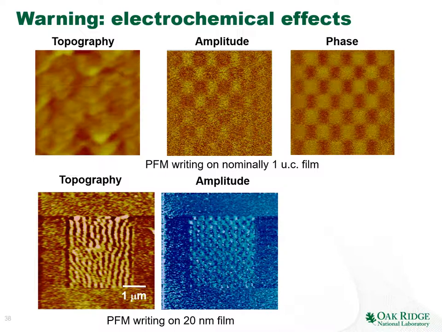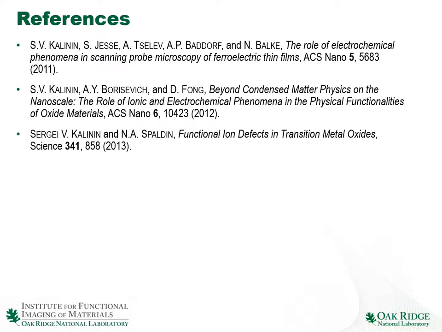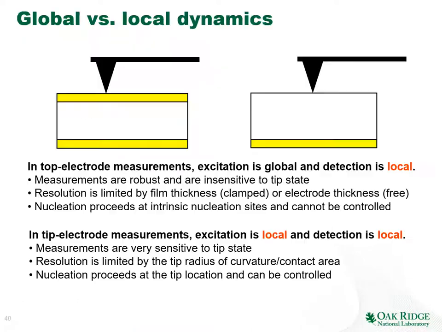Interestingly enough, sometimes it's possible to perform PFM writing on a film which is nominally one unit cell, so it should not be ferroelectric, but it still looks like it's ferroelectric. And at this point, we believe that this is a signature of so-called ferroionic states, and this is something that we are going to discuss in one of the future lectures. So the summary of the studies is given in these several papers, which discuss the role of electrochemical phenomena in SPM and discuss the potential coupling between the physics and the electrochemical phenomena in solids.